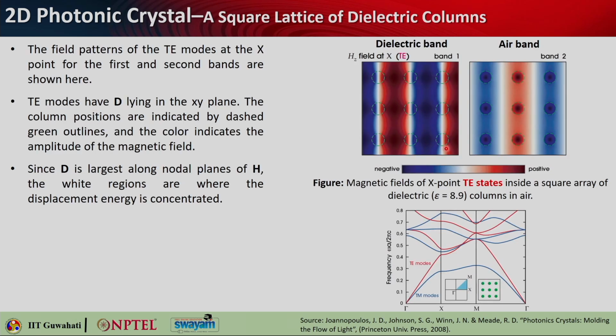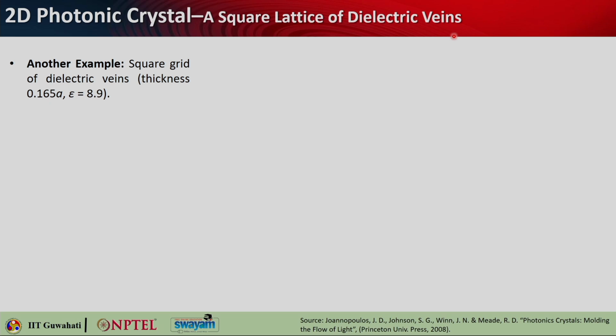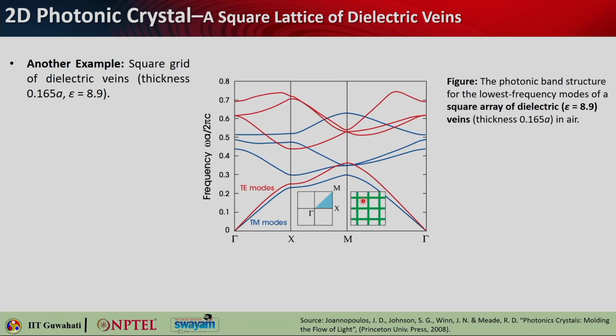So, we understood that a square lattice of dielectric columns can give us a TM band gap, but not a TE band gap. We also understood how the modes look and what the important points like gamma, X, M are in those cases. Now, let us look into another example, which is a square lattice of dielectric veins. Let us show the figure. This is like a grid, you can see a mesh grid or something like this. This is basically a dielectric vane.